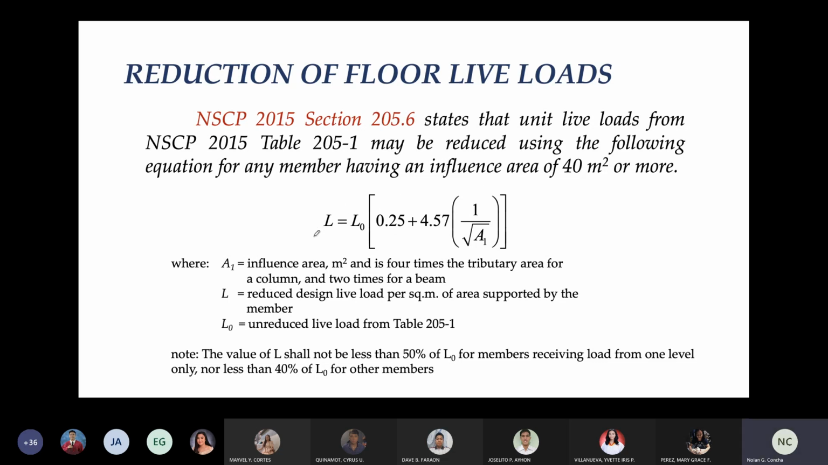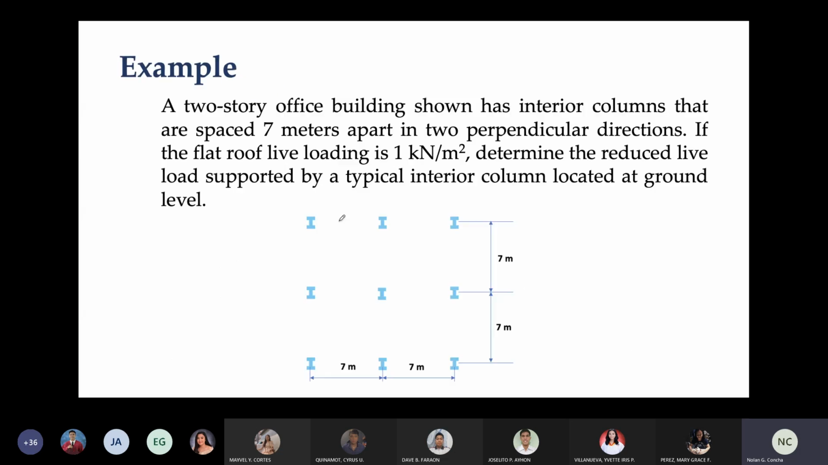Your L is the reduced design live load and AI is the influence area. And that is 4 times the tributary area for a column and 2 times for a beam. Tignan nyo lang yung tributary area. Ano ba yung area supported ng beam? So, yung area na yon multiply mo ng 2 kasi beam. And then, kung column naman, ano yung tributary area ng column na dinadala niya? You multiply that by 4 times kasi, that will be your AI. And you substitute it directly to the working equation to derive the reduced live load.